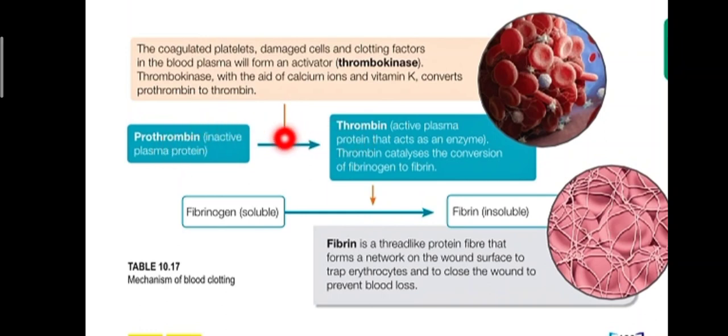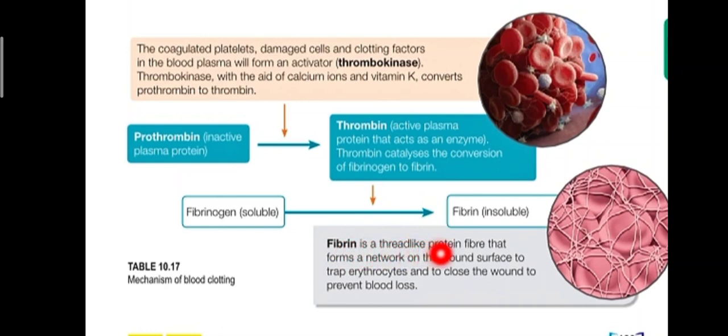What is prothrombin? What is thrombin? Prothrombin ini adalah inactive plasma protein. Thrombin ini adalah active plasma protein. So thrombin ini bila dia sudah aktif, dia akan act as enzyme. Okay, enzyme. So thrombin bila dia sudah aktif, okay, dia catalyze the conversion of fibrinogen to fibrin. So fibrinogen ini adalah soluble and then fibrin ini adalah insoluble. So fibrin is a thread-like protein fiber. Okay, ini insoluble. This one is soluble protein, ini insoluble protein.